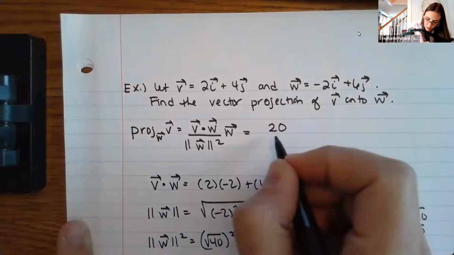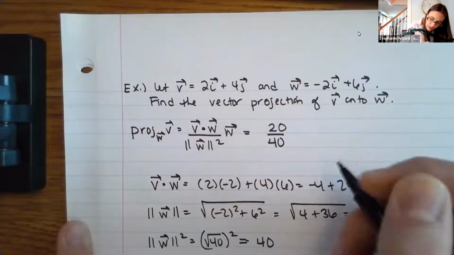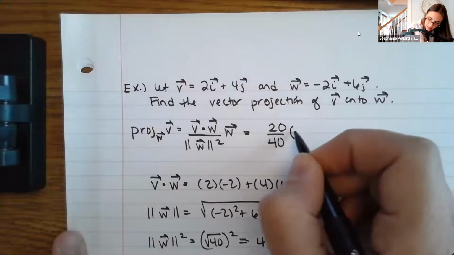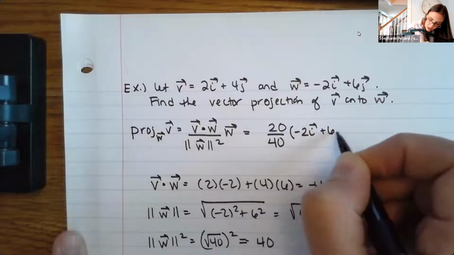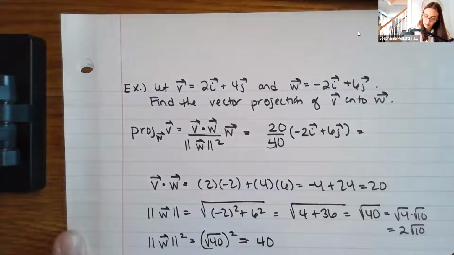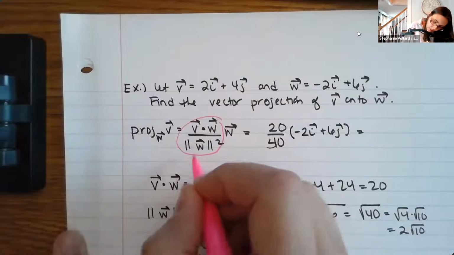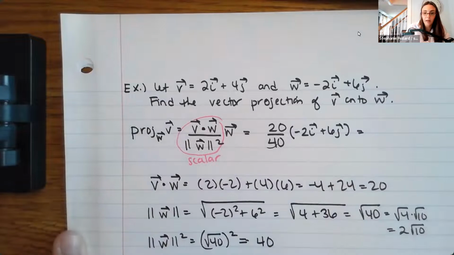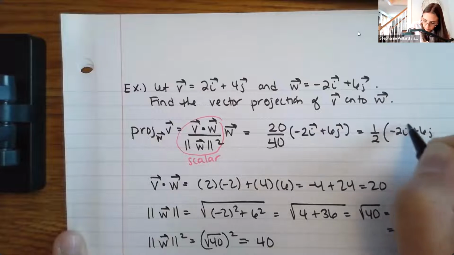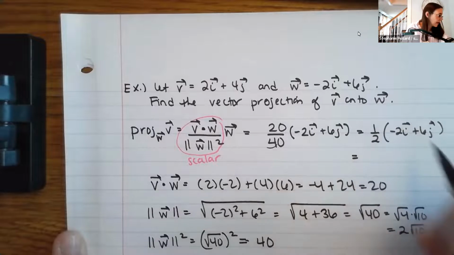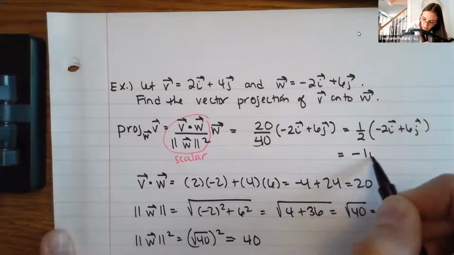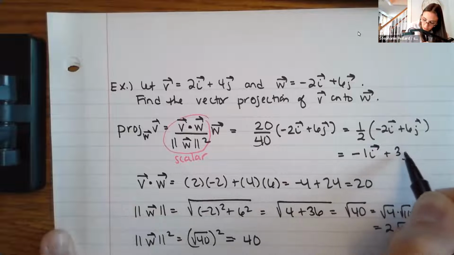And now I'm going to plug that back in. So I have 20 over 40. And then I also have my other vector here. So my vector that I'm multiplying is negative 2i plus 6j. So this piece out front becomes a scalar multiplier. This right here becomes a number. So here I end up with 1/2. I'm going to distribute that 1/2 all the way through, and what I get is negative 1i plus 3j.